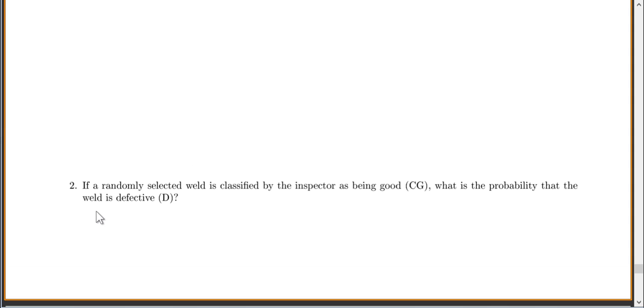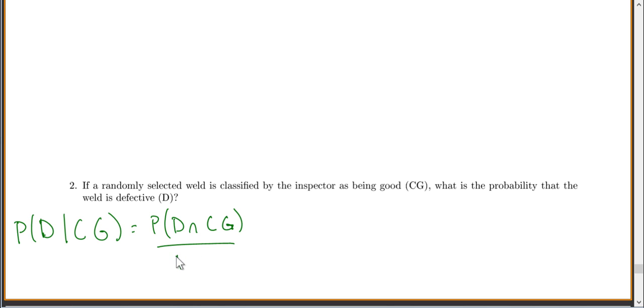So now, part D2: if a randomly selected weld is classified by an inspector as being good, what is the probability that the weld is defective? So they want to know what's the probability that it's defective if it was classified as good. Well, anytime you want to find a conditional probability, start by writing out the definition or the formula. So for conditional probabilities, you do the probability of the intersection divided by the probability of the given part, which is classified as good.